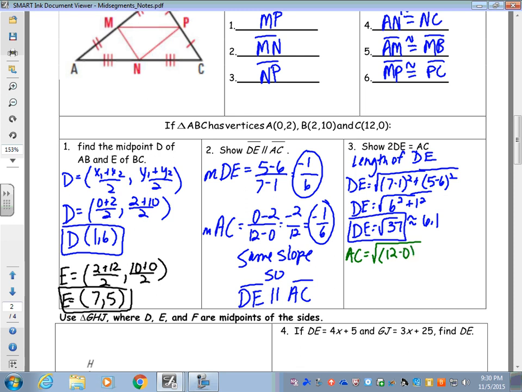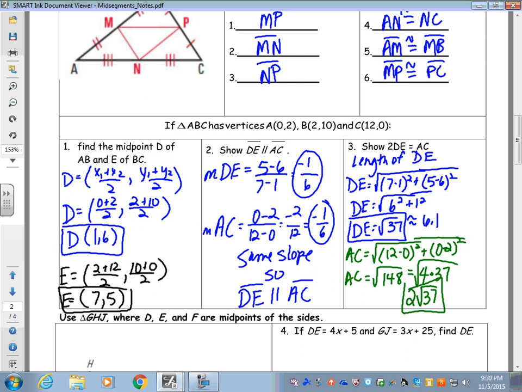So this is 12 minus 0, parentheses squared, plus 0 minus 2, parentheses squared. Basically, we get 12 squared plus 2 squared. That gives me the square root of 148. And this can be simplified. Okay, 148 is 4 times 37. And I'm going to take the square root of that. But 4 is a perfect square. The square root of 4 is 2, times the square root of 37.